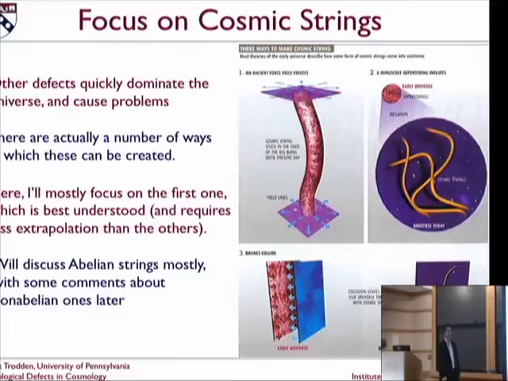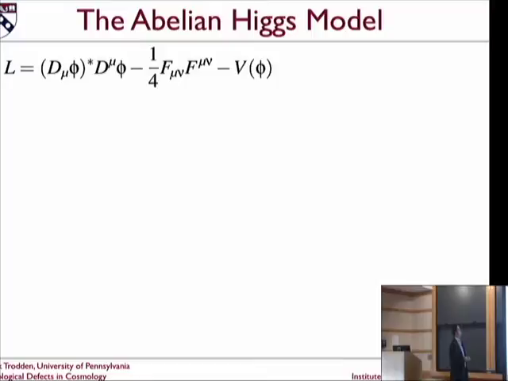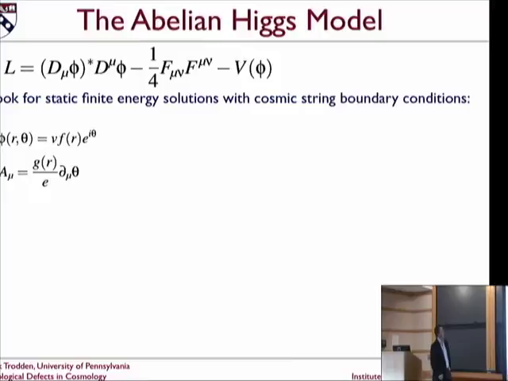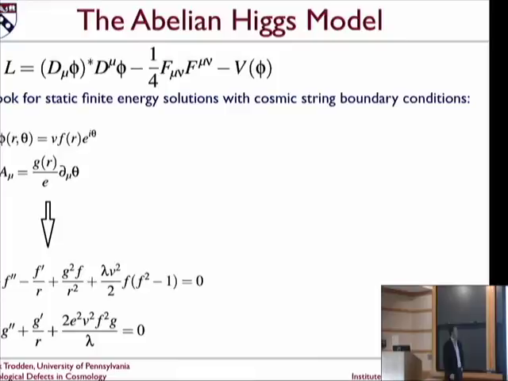So the standard thing that people like to use is the abelian Higgs model. You take a simple U(1) gauge field, you have a complex scalar φ, and you break the symmetry with that symmetry breaking potential that I wrote down earlier. And you look for static finite energy density solutions with cosmic string boundary conditions. So your field φ depends only on radial distance and angle from the core of the string. The gauge field must become pure gauge at infinity. And if you write these things down and plug them back into the equations of motion arising from this Lagrangian, you get some simple ordinary differential equations for these profile functions f and g.